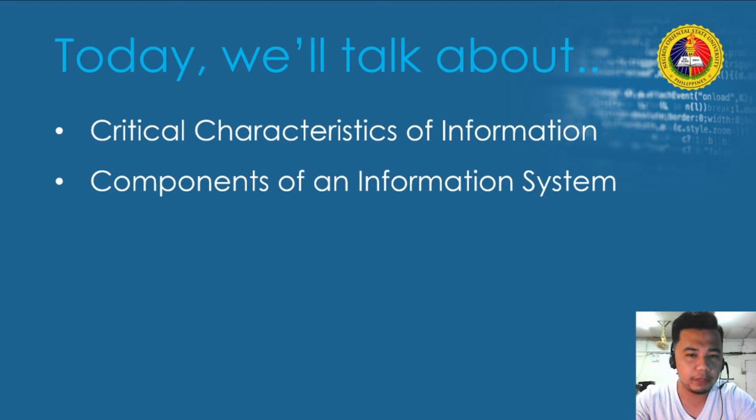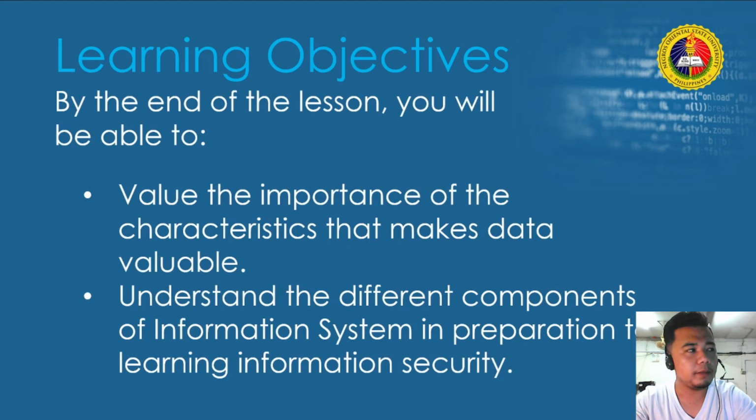And the components of an information system. What are the different components or areas where the information must be protected? It could be hardware, software, physical, and so on and so forth. We'll be talking more about it in just a few moments. Our learning objectives: by the end of this lesson, you should be able to value the importance of the characteristics that make data valuable, and understand the different components of an information system in preparation for learning information security. All of these will be preparation for our deeper learning about information security.